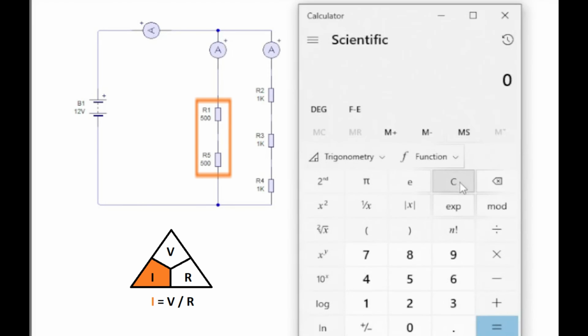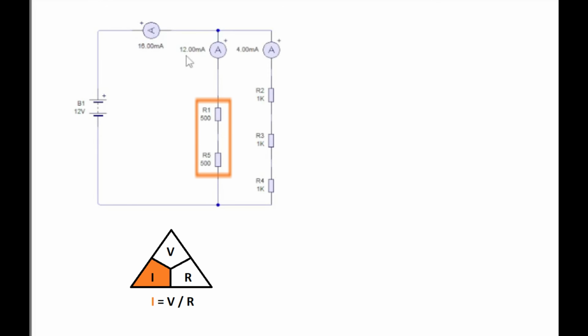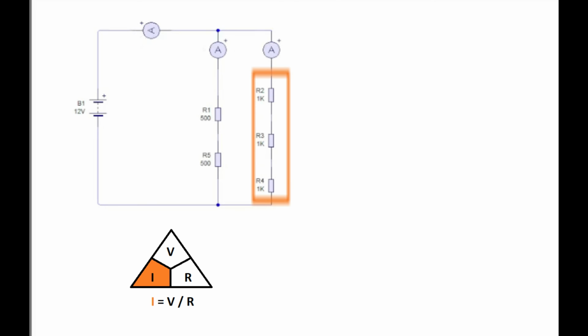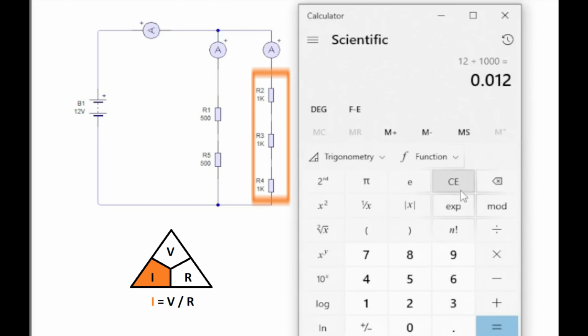Well, calculator back out. So it's V equals IR, and we want to find I, so it's V divided by R. So it'll be 12 divided by 1000, because remember, 500 and 500 gave us one big resistor of 1000. Equals 0.012, so 12 milliamps. Let's play the circuit. Boom, 12 milliamps. And let's do the next one.